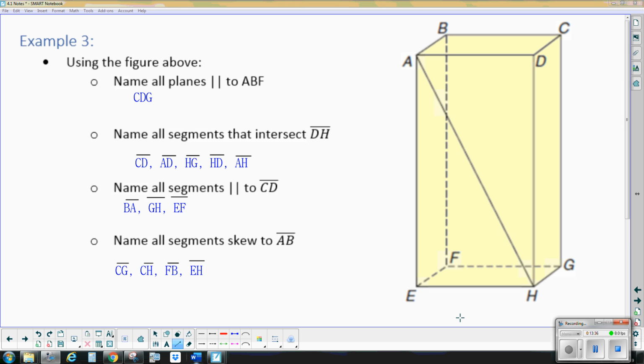Now, one question that is often asked is, looking at AB, why is GH not skew? And the answer is because you can draw a plane in. A, B, H, and G are all on the same plane. And so since AB and GH never intersect, but they're on the same plane, that makes them parallel, not skew.